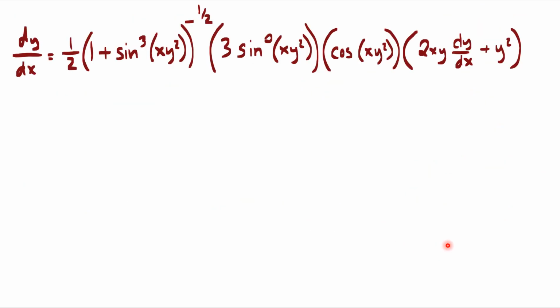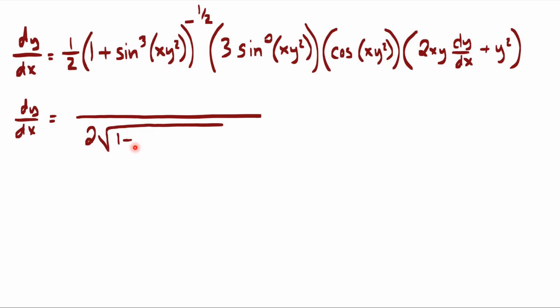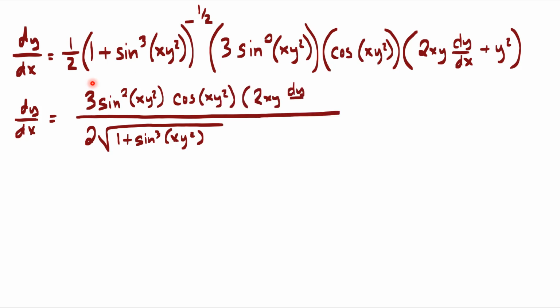Alright, so let's see. What should we do here? I'm thinking this. Let's make it into a fraction. So that 2 is going to go down here. All this mess is going to go down here as well, as a square root. And then we got the 3 on top. We got the sine squared on top, the cosine, and the rest of this over here.